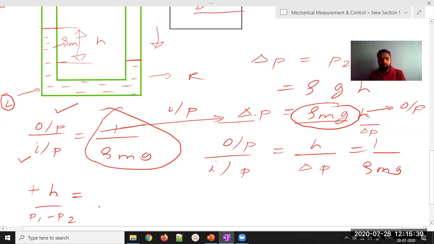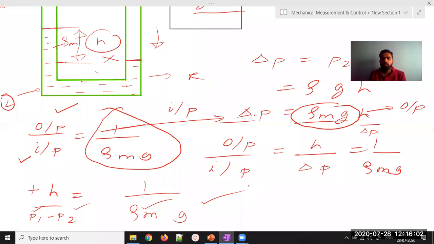So what I am saying is, if I have not used this instrument and I'm not able to measure this H, but I know P1 and I know P2, can this right hand side be known or unknown? Can I know this value or not? Anyone? Do I know the value of mercury density? Anyone?